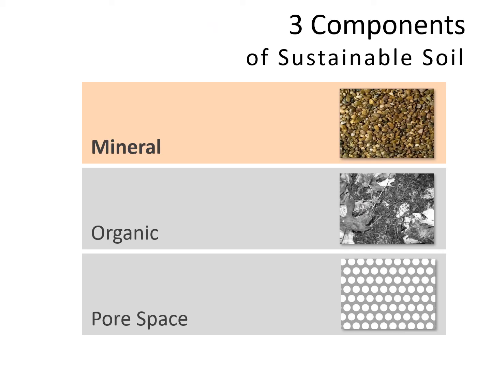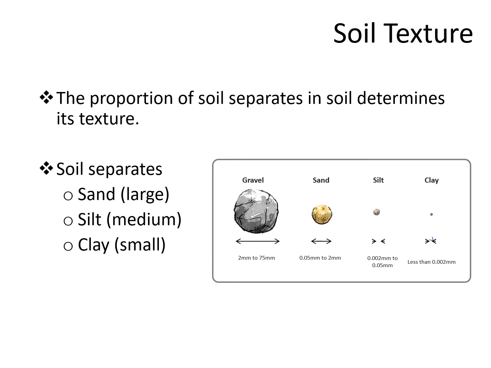So when we look at sustainable soil, we really look at three components: mineral, organic, and pore space. So we're going to focus first on the mineral. That's the actual bits of weathered rock. We call these bits of weathered rock soil separates. Sand is our largest, silt is medium sized, and clay is our smallest.